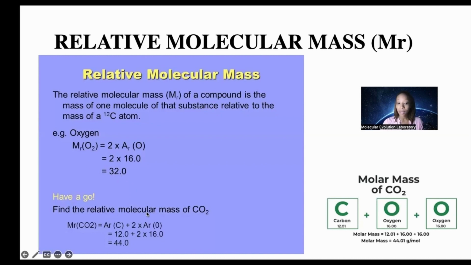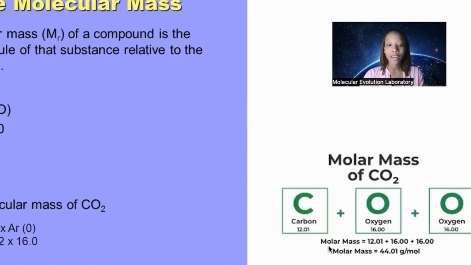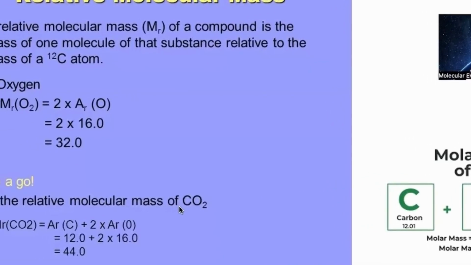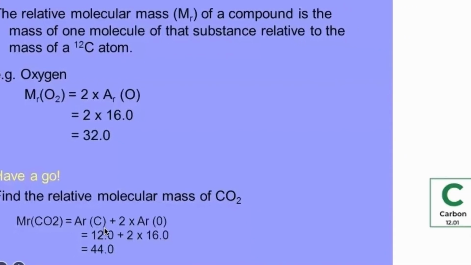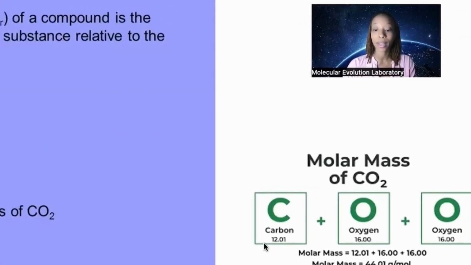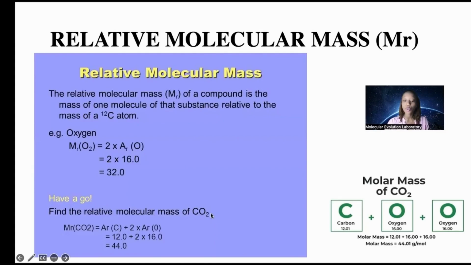The relative molecular mass of CO2 is also easy to find if you know the molar mass of each atom. For carbon dioxide, you find the molar mass of carbon, which is 12, and the molar mass of oxygen, which we already know is 16. This would be 16 times 2 plus 12, which gives you 44.